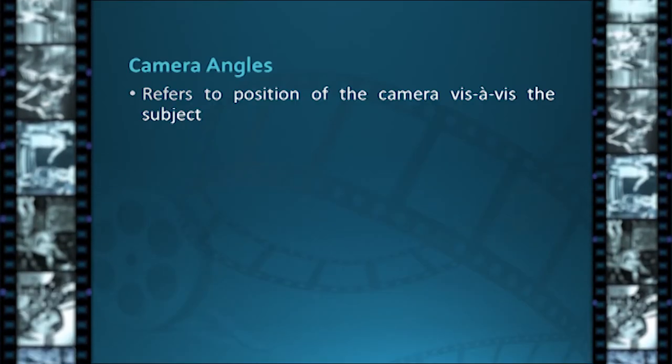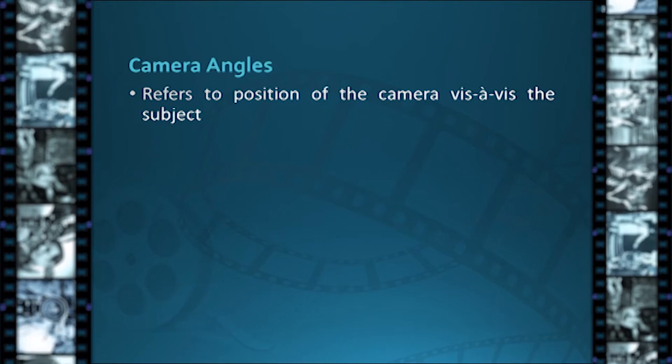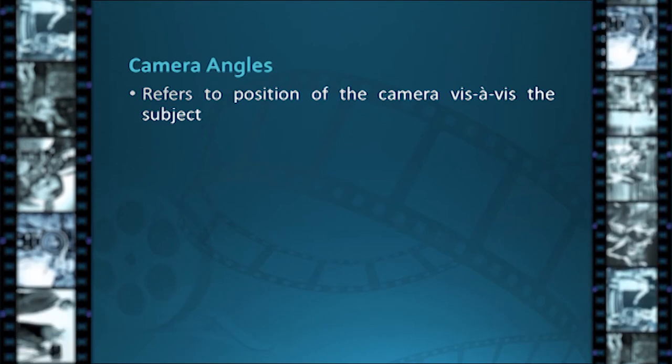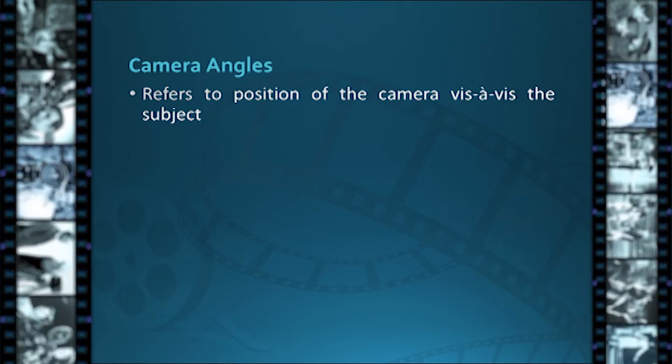Now, let's delve a little deeper into what these 5 C's are and what they constitute, what they talk about. First and foremost, we have camera angles. Now, what is a camera angle? Very simply, it refers to the position of the camera vis-a-vis the subject.